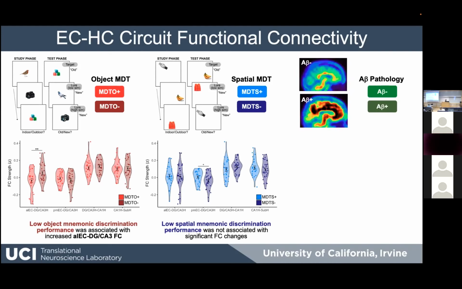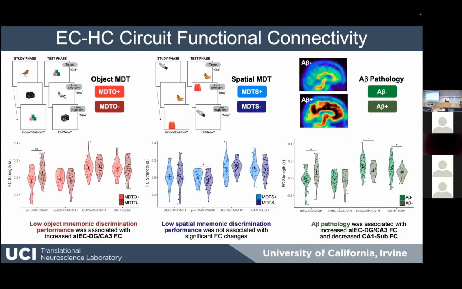Finally, we looked at connectivity differences between the amyloid groups, and we found that amyloid positive older adults, shown here in dark green, also had increased functional connectivity between ALEC and DGCA3, mirroring the pattern we found in the low object mnemonic discrimination group. Further, we found differences within the hippocampus itself too, so lower connectivity between CA1 and subiculum, and a trend for decreased connectivity between DGCA3 and CA1.